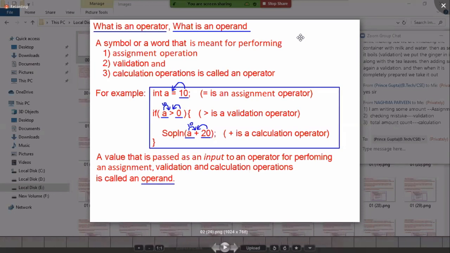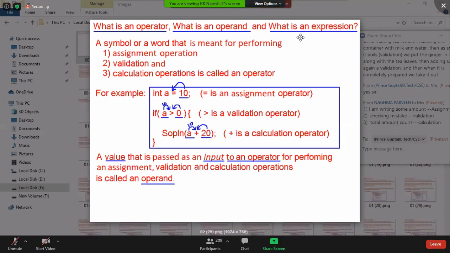Okay, simple. What is an operand? An operand is nothing but an input value to perform one operation. Okay, simple point. Tell me, what is an expression? I have already used the terminology. All these terminologies I have already used, I am just making notes. That's it. And tell me, int a equal to 10 is an expression.